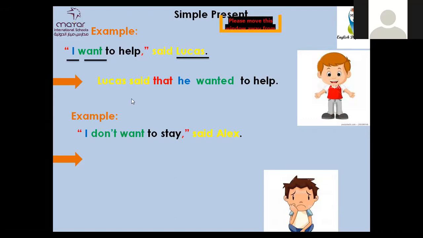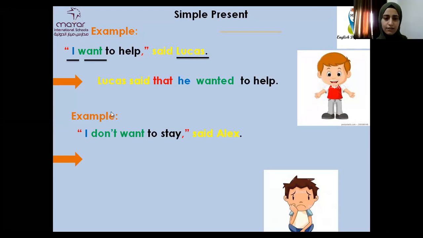Teacher, first we underline the first person and the second person and the verb, and then we start changing. Alex said that he didn't want to stay. Excellent, bravo, Omar. So Alex said that he didn't want to stay. Thank you so much, Omar.